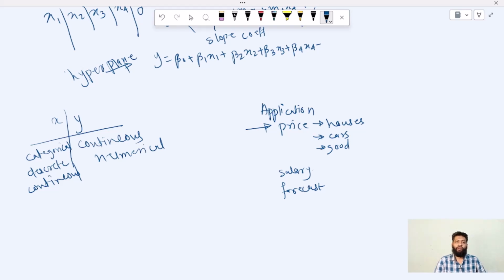So I hope you have understood the fundamentals of linear regression. This is a very basic understanding of linear regression.